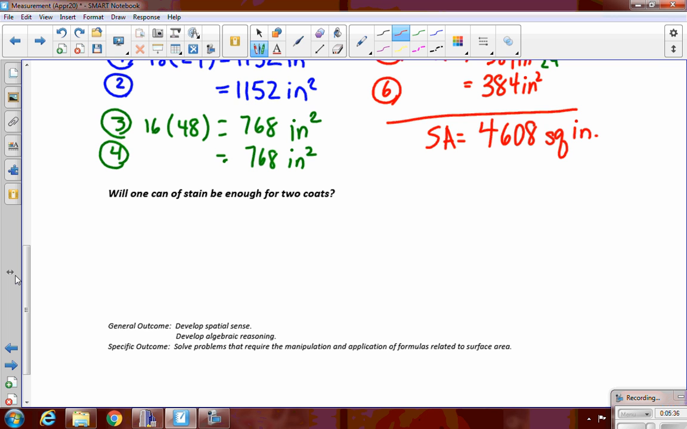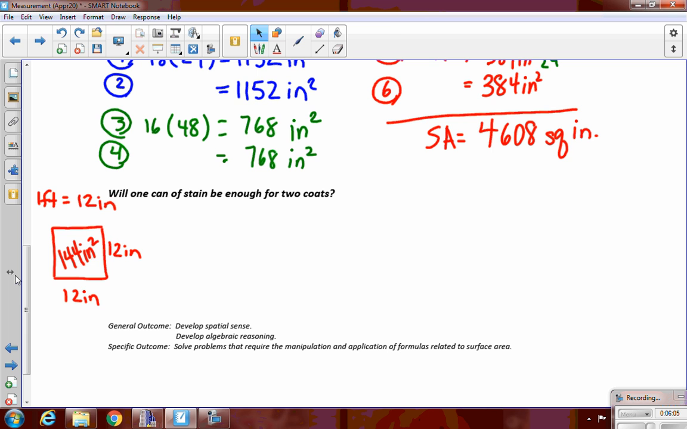Now one thing you should know from math in previous years is that 1 foot is the same thing as 12 inches. So if this is a 1 foot square, that's like saying there's 12 inches here and 12 inches here. This would be 1 square foot. The area of 1 square foot is 144 square inches.